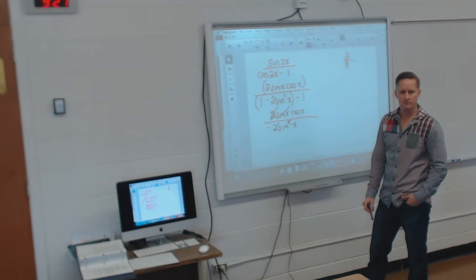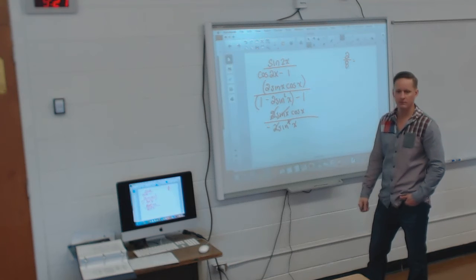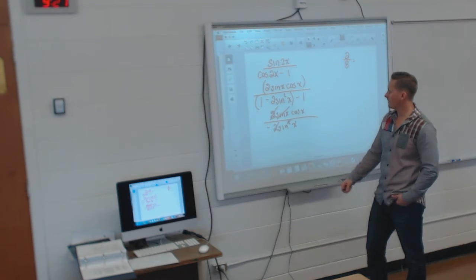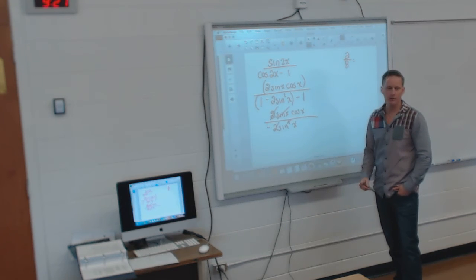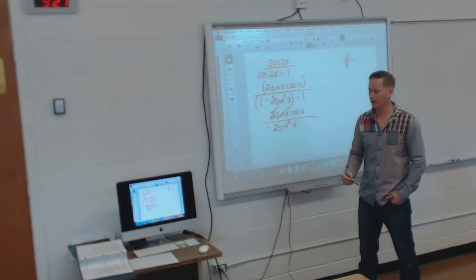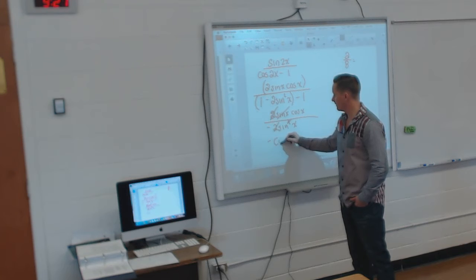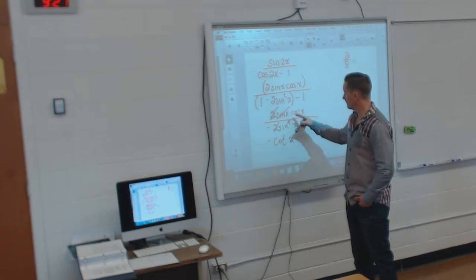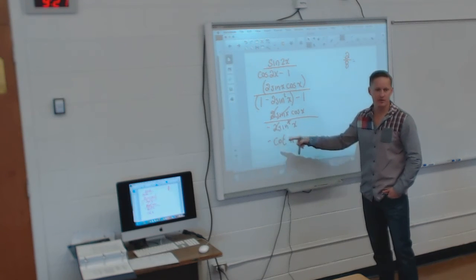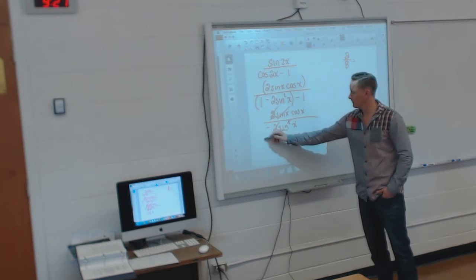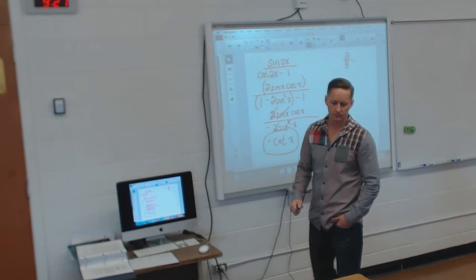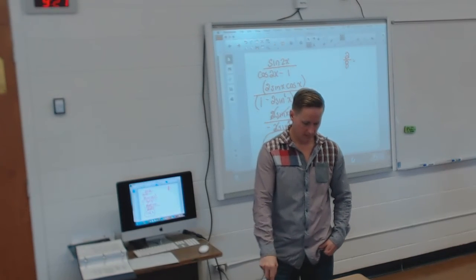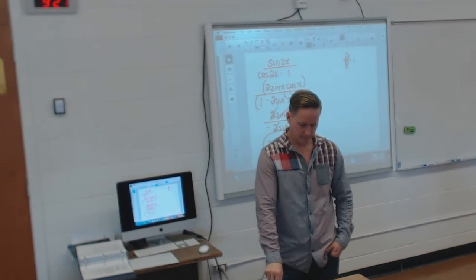Anything else I can cancel? No? What am I left with here? Cotangent. Okay, you went one step further than me. I'm left with cos x over sine x, negative sine x, right? Which is negative cotan x. Okay?